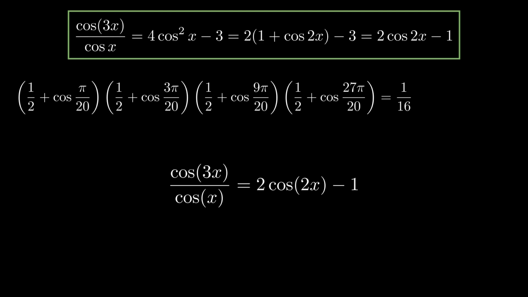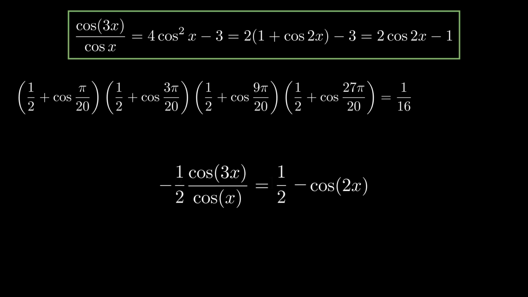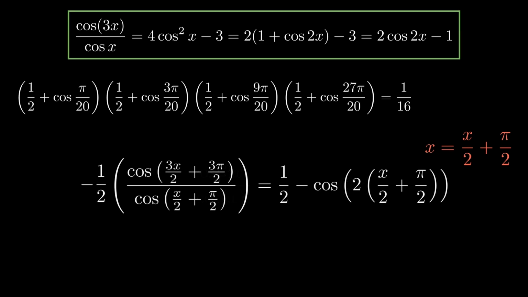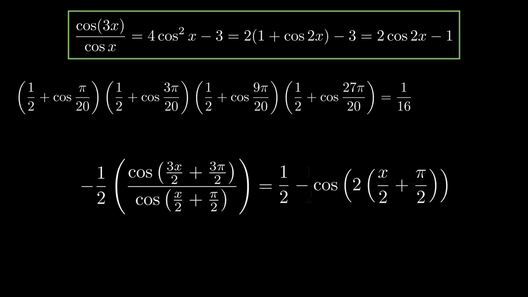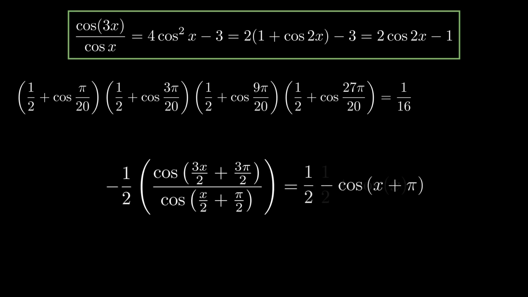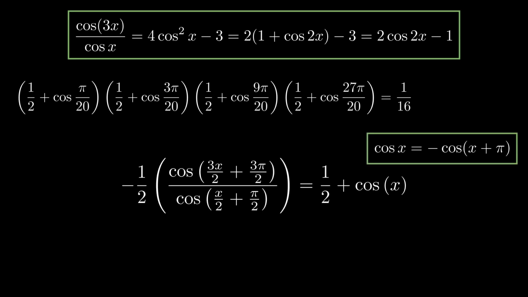From here, we can multiply both sides by a negative half, get some stuff moving around. We finally get a positive half on the right hand side, which is nice. And from here, we're actually going to make a little clever substitution. Specifically this value of x over 2 plus pi over 2. So now, everywhere we see an x, we're going to just replace it with x over 2 plus pi over 2 to get to here. We can cancel out the 2's, which greatly simplifies things, and now we can use another trig formula, which will take us to a positive cosine x.